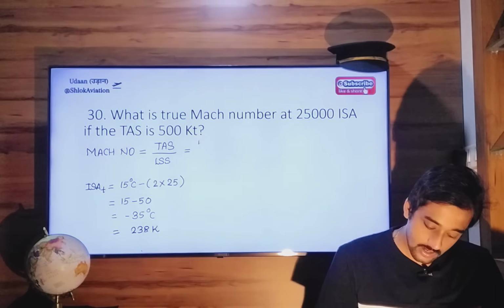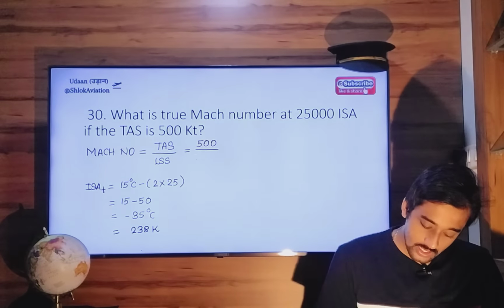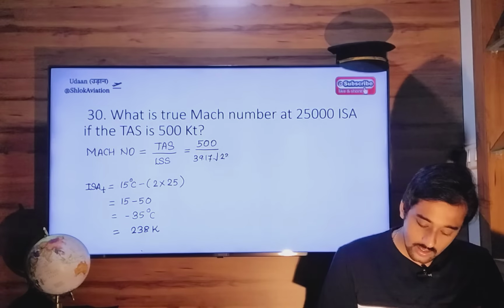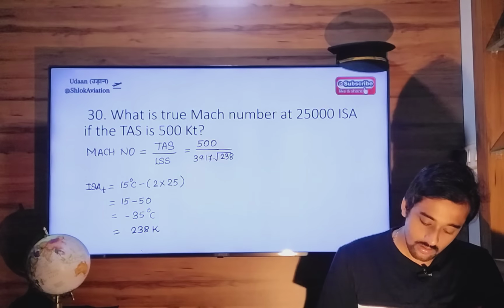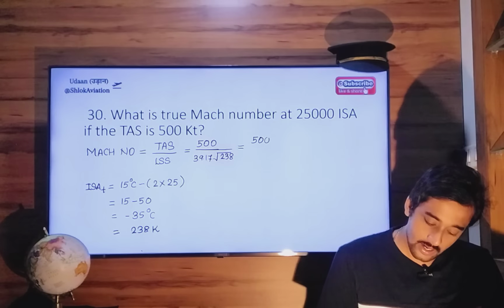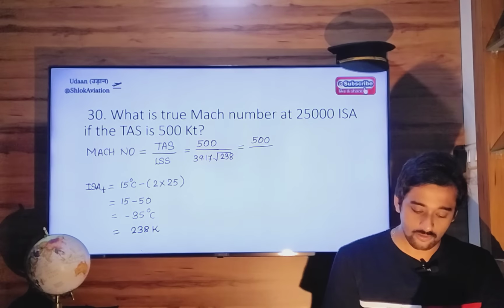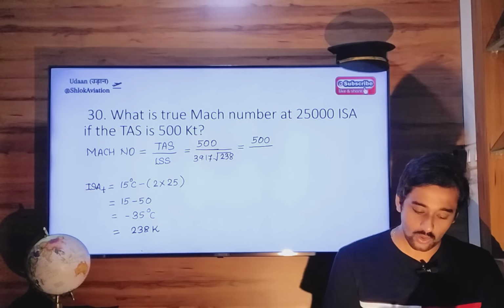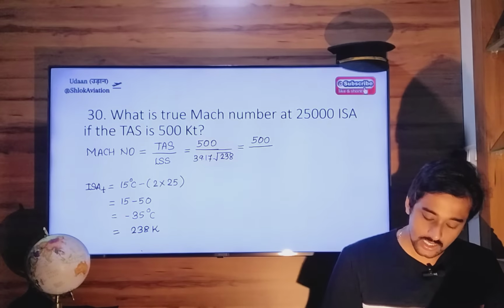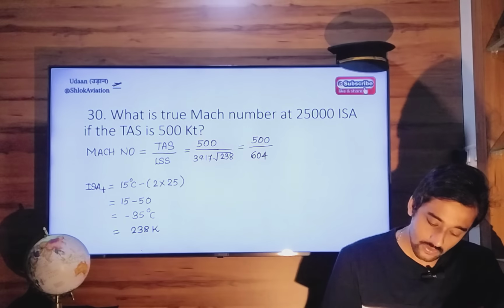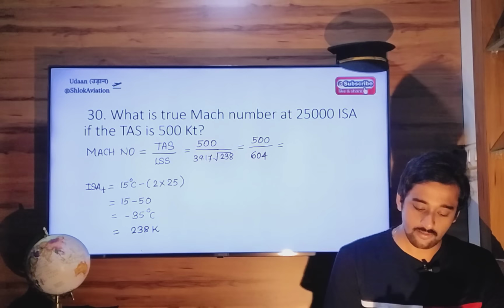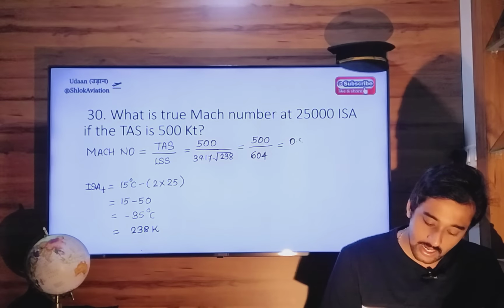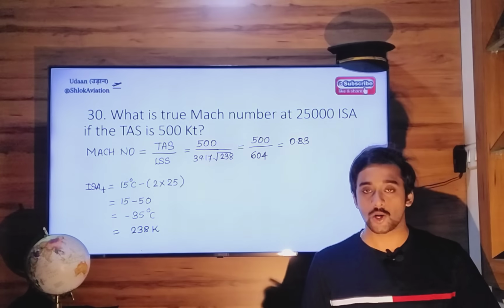So TAS 500, 39.17 square root 238. 500 divided by square root of 238 into 39.17, which is 604. 500 divided by 604 is 0.83.